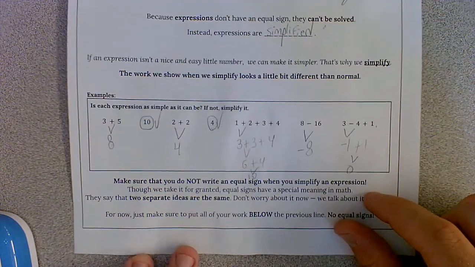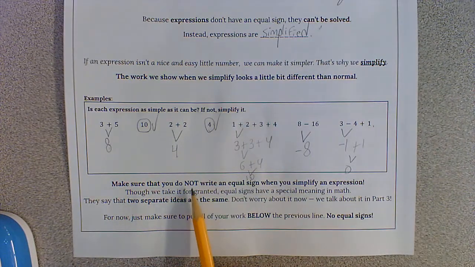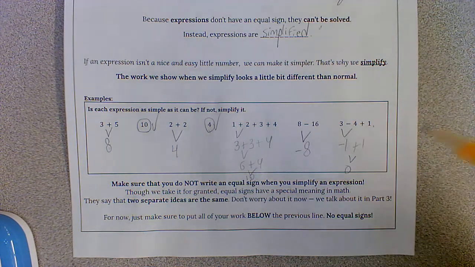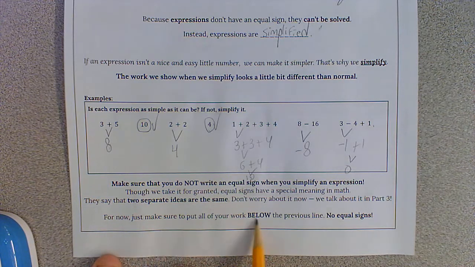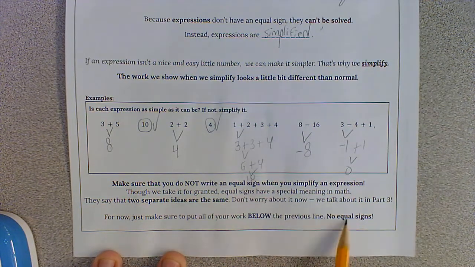Now, I want to make sure you know, do not write an equal sign for any step of your simplification. Though we take it for granted, equal signs have a very special meaning in math. Basically, they say that two separate ideas are the same. We won't worry about that for now. We'll talk about it in part 3, because essentially, expressions are just one idea. They're not two ideas that are the same. So for now, just make sure to put all of your work below the previous line, no equal signs.